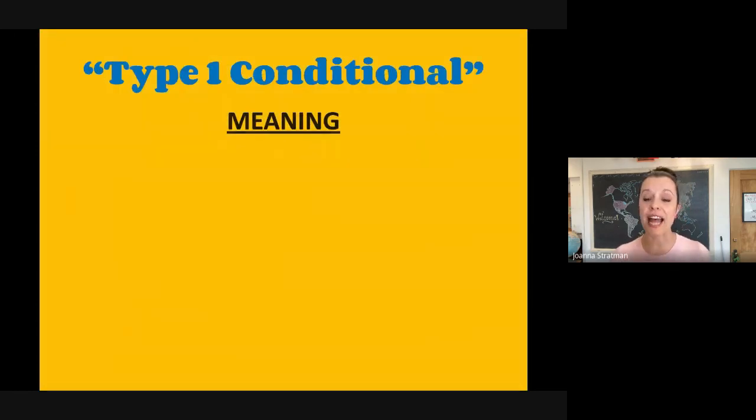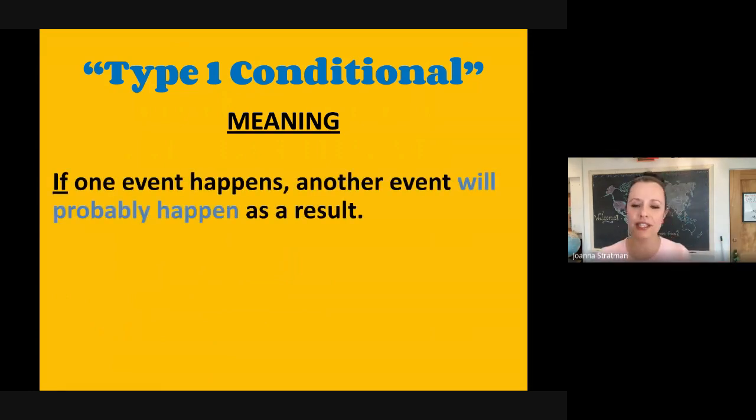Next, let's look at the meaning of this conditional. If you use this conditional, the meaning is if one event happens or if one decision is made, another event will probably happen as a result. So it means if you make this decision, this will probably happen to you in the future.